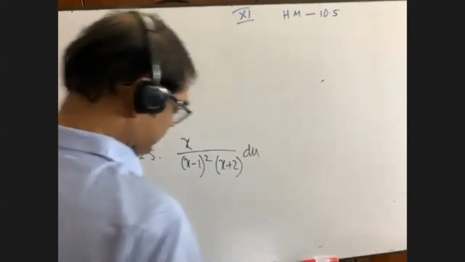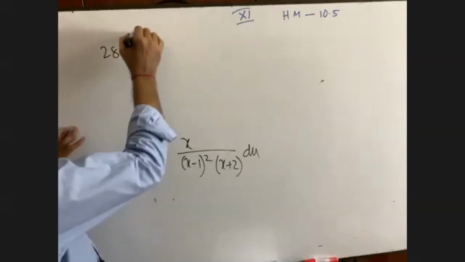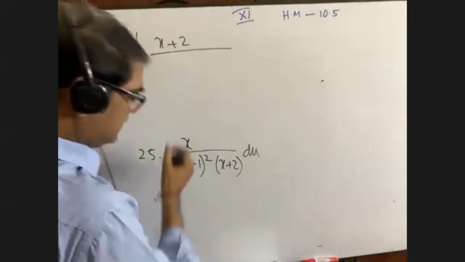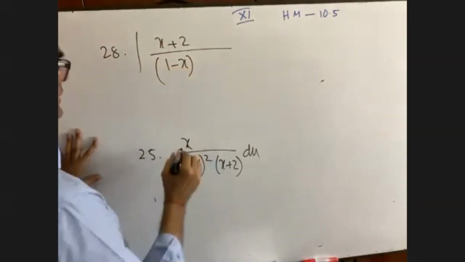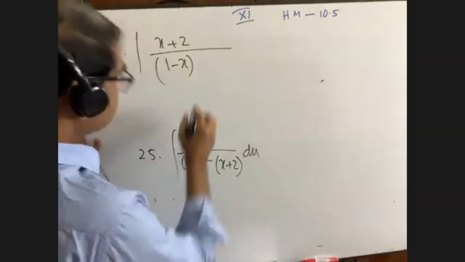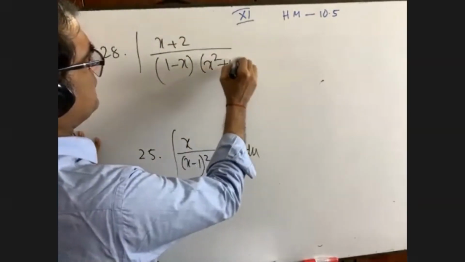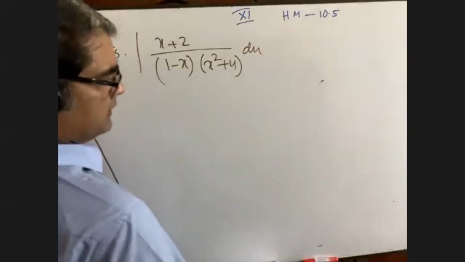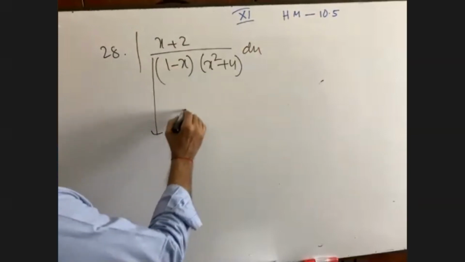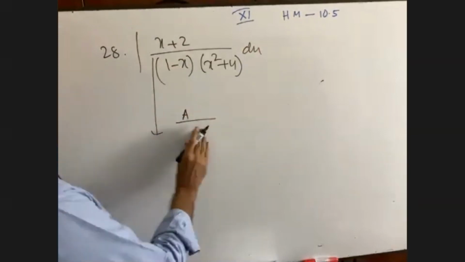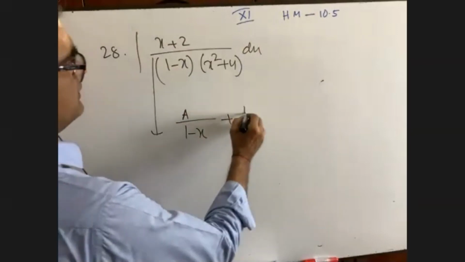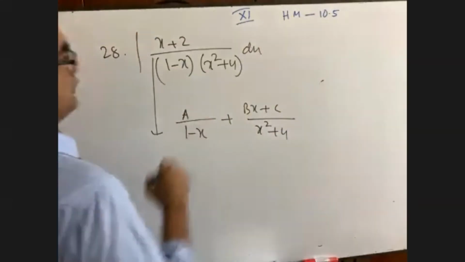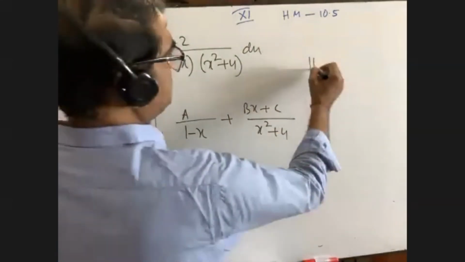Okay, now another type of math, that is question number 28. It is x plus 2, another type of math. It is 1 minus x, integration of 1 minus x into x square plus 4 dx. Can you do it? Okay, it can be laid like this: a by 1 minus x, then bx plus c by x square plus 4. You will do it at home. It is homework.